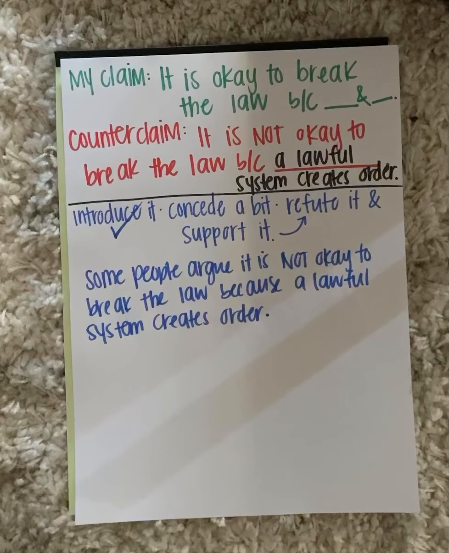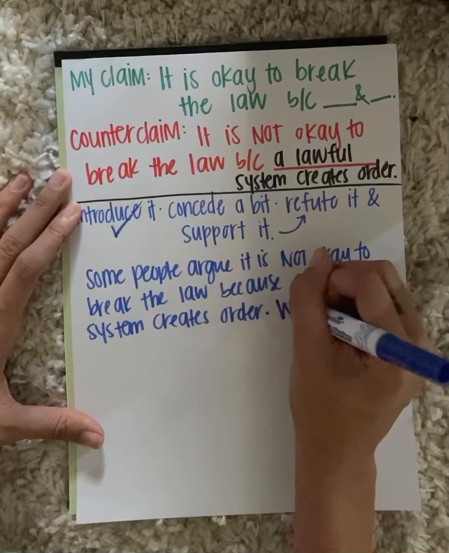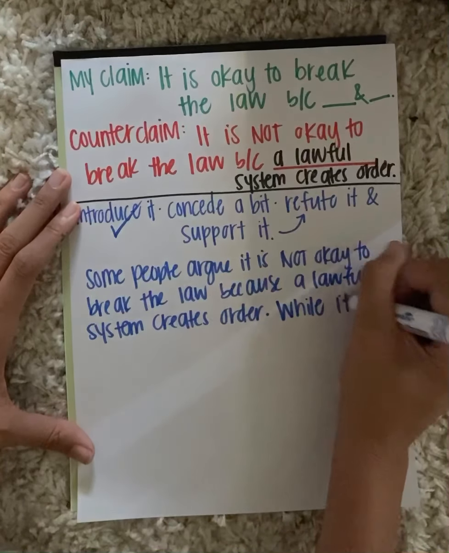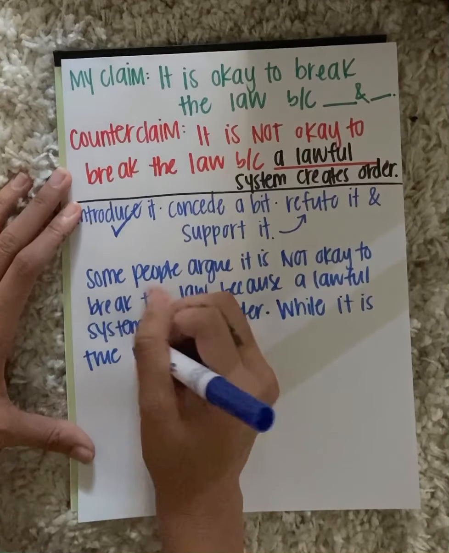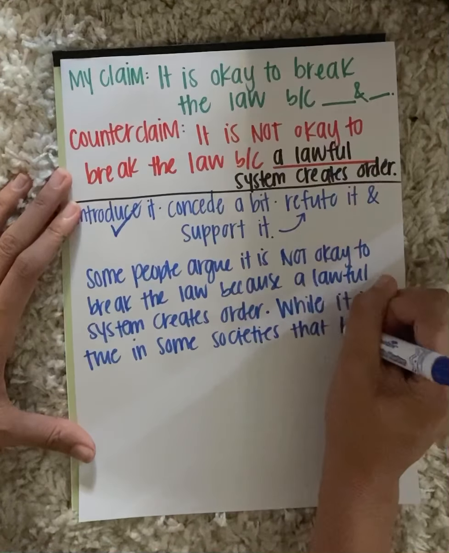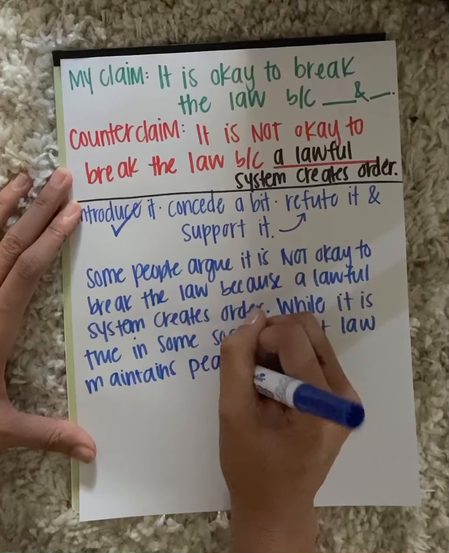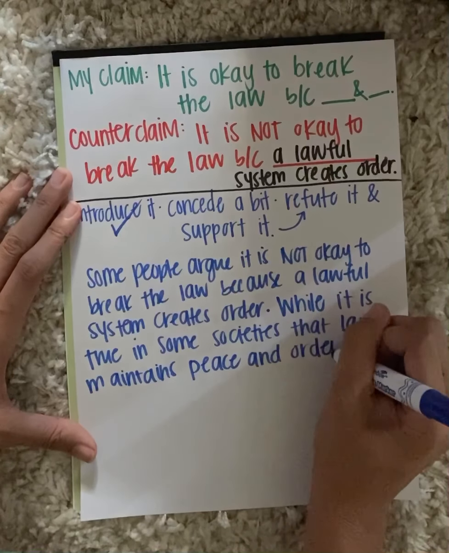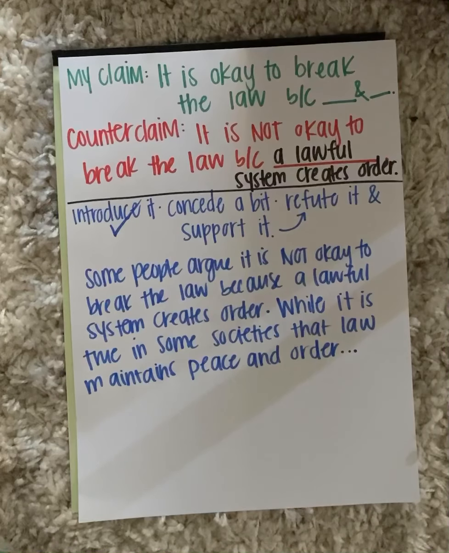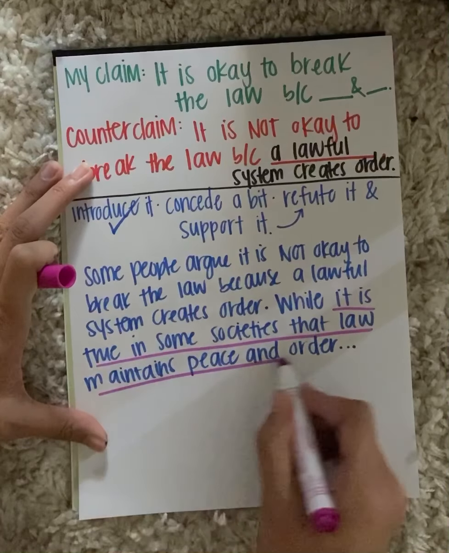Next, I want to concede a little bit. Giving a concession means stating and acknowledging the other side. So I might write something like, while it is true in some societies that law maintains peace and order, ... That statement right there is a concession. I'm going to underline that for you. It is true in some societies that law maintains peace and order.